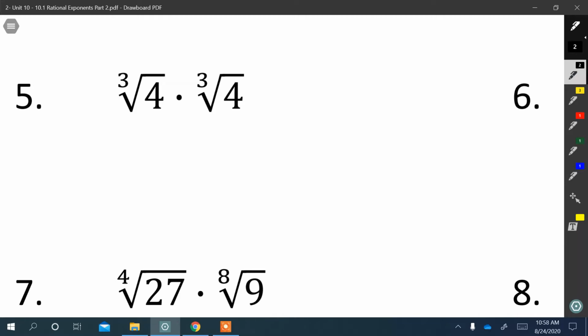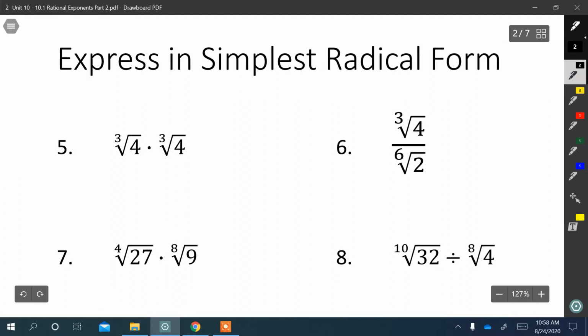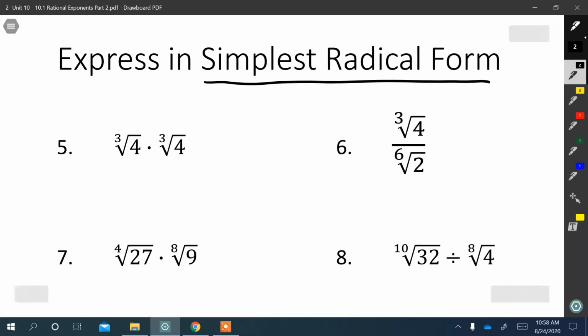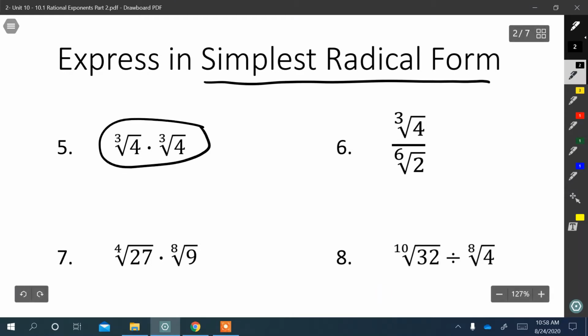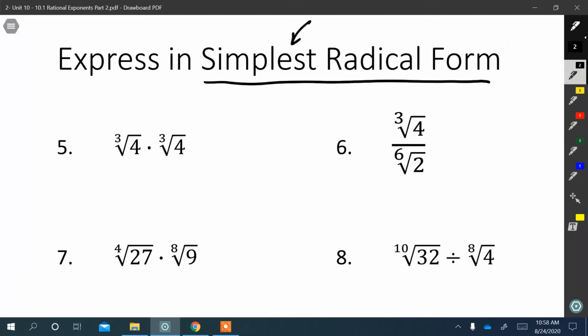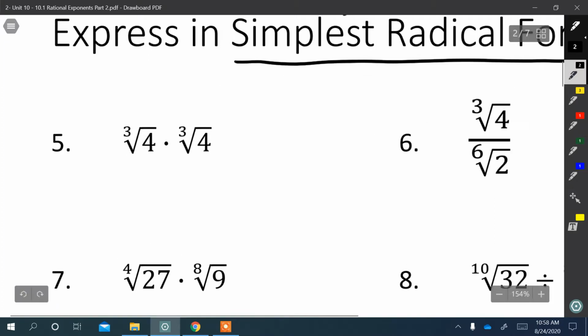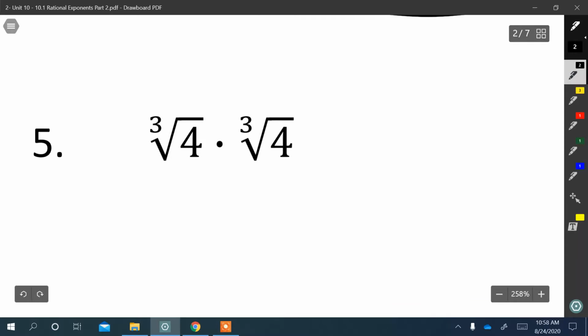So this one here. The way you want to do this is, first of all, what they're asking you here is to write it in simplest radical form. So it's in radical form already, but they want you to write it in the simplest way possible. If you need to combine or do some combinations like that, then that would be the simplest way. So on this one, to write it in simplest radical form, we need to combine this one with this one.